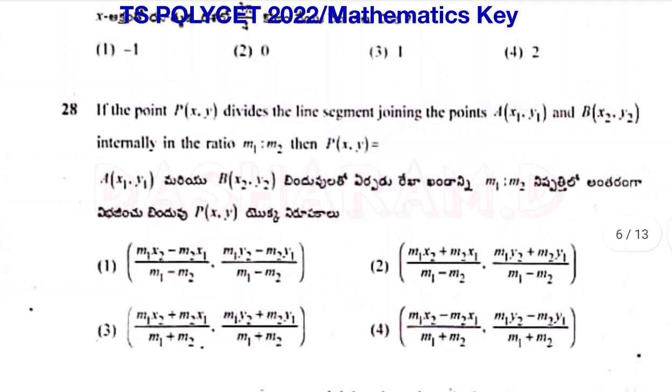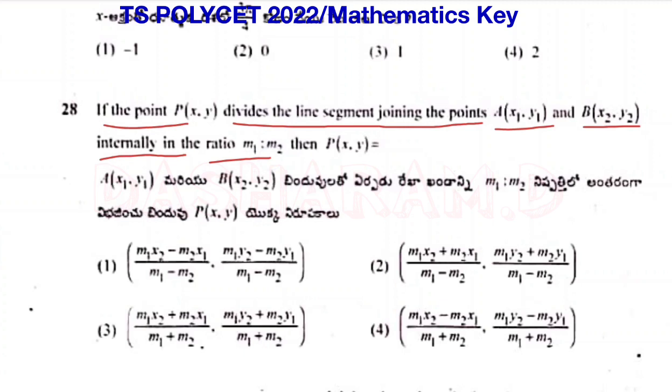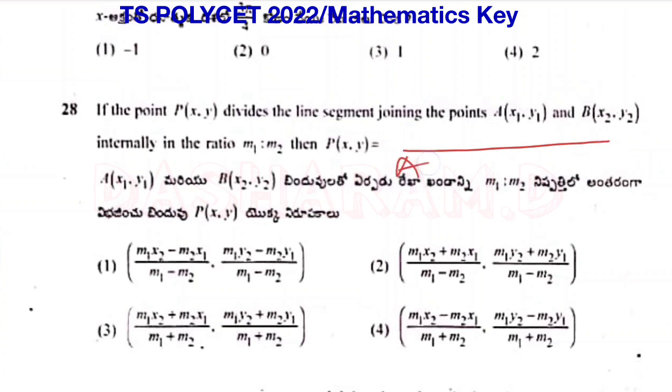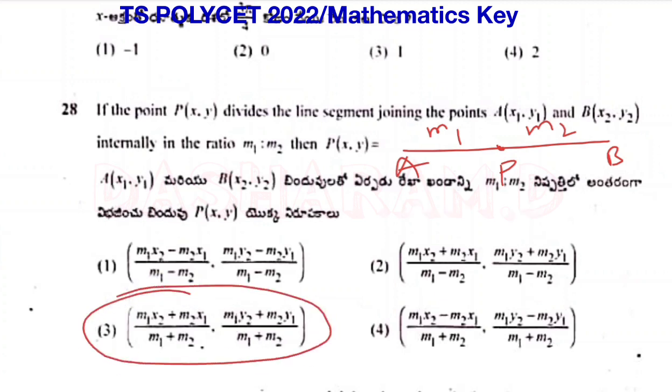Question number 28. If the point P(x, y) divides the line segment joining the points A(x1, y1) and B(x2, y2) internally in the ratio m1 is to m2, then P(x, y) is what? Its suitable diagram is, here is A and here is B, and here is a point P. Point P divides AB in the ratio m1 is to m2, a direct formula. What is that? (m1 x2 plus m2 x1) by (m1 plus m2), comma, (m1 y2 plus m2 y1) by (m1 plus m2). Here option 3 is correct.